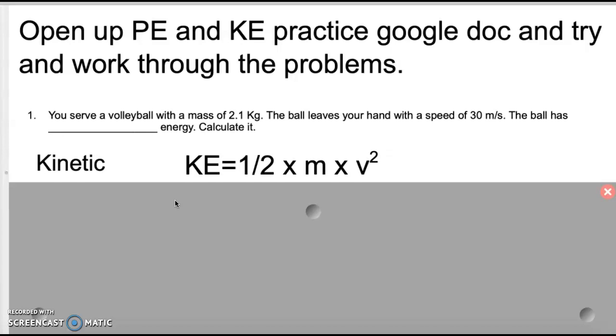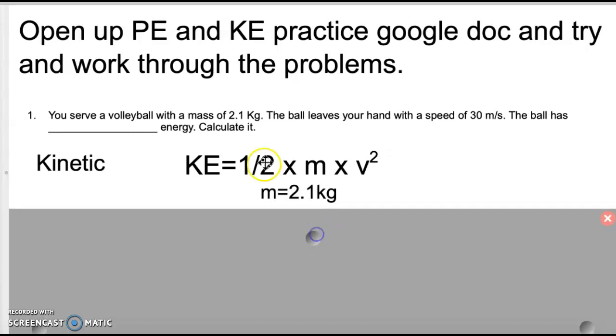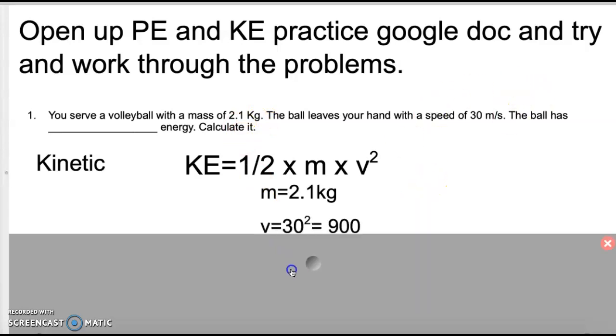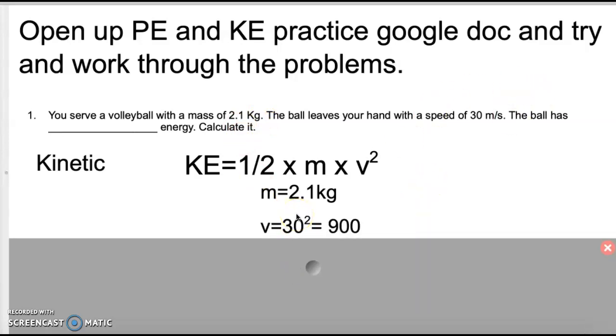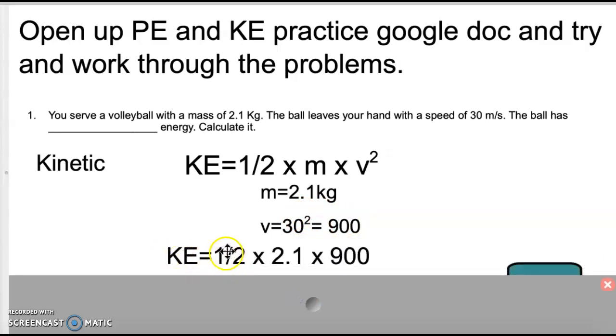So KE equals 1/2 times m times v squared. Remember, to show your work, I really want you to show me what the m number and the v number are, and then plug them into the formula. So m is 2.1 kilograms, because kilograms is our mass number. And then our speed number would be the velocity, because remember, velocity is just speed in a direction. So it's 30, but don't forget we have to square it. So that would be 900. Plugging them all into your formula, you have KE equals 1/2 times 2.1 times 900. Multiply your mass and velocity together first before you divide.